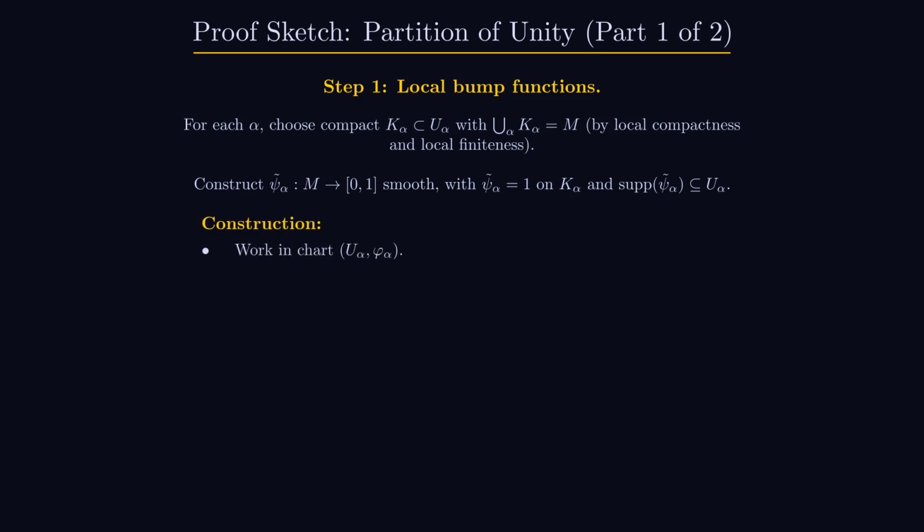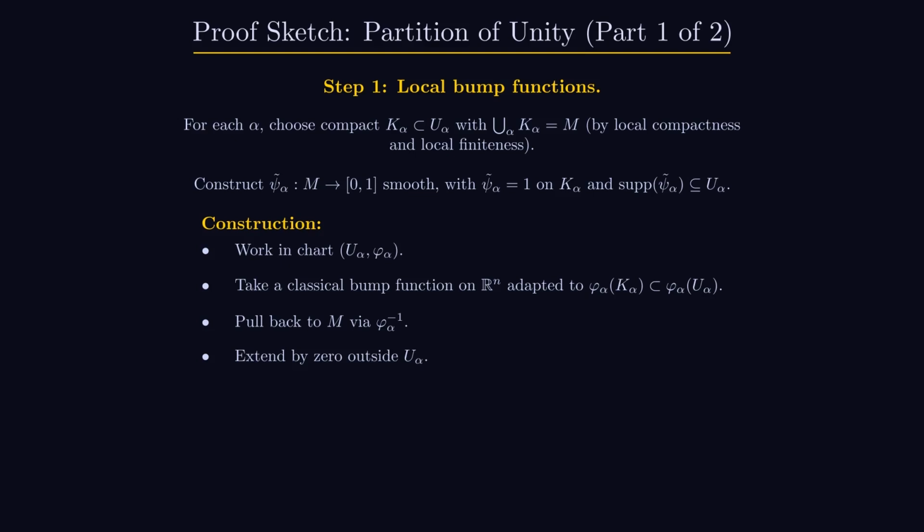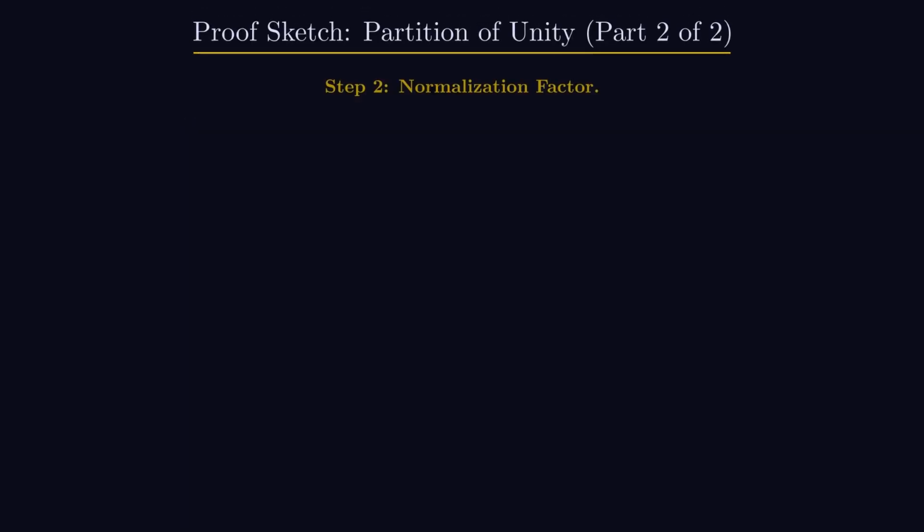This is exactly where our earlier work pays off. Work in the chart U_alpha with phi_alpha. Take a classical bump function on R^n, adapt it to the image of K_alpha inside the image of U_alpha. Pull it back to M via phi_alpha inverse. Extend by 0 outside U_alpha. We now have a family of bump functions, one for each chart, but they don't yet sum to 1, so they aren't a partition of unity.